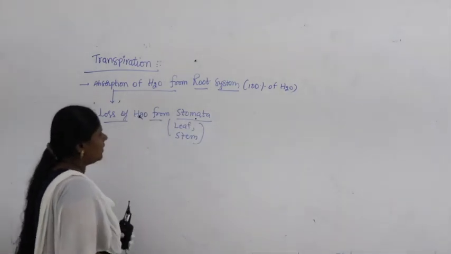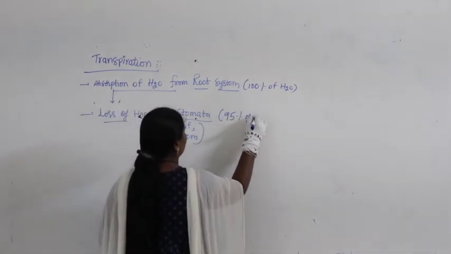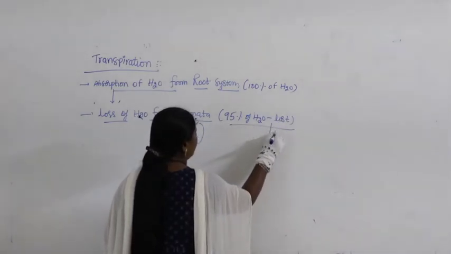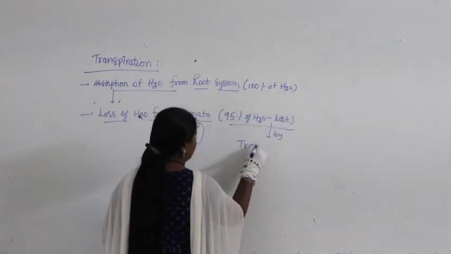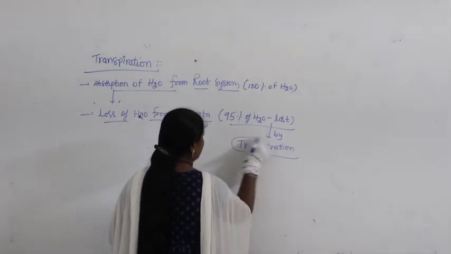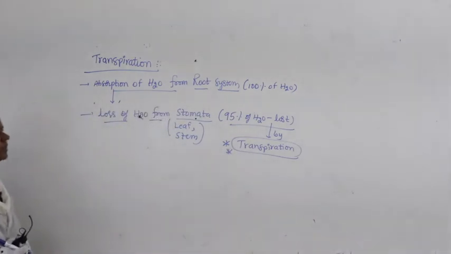How much water is lost? Nearly 95% of water is lost by the process called transpiration. By the process called what? Transpiration. What is the meaning of this?